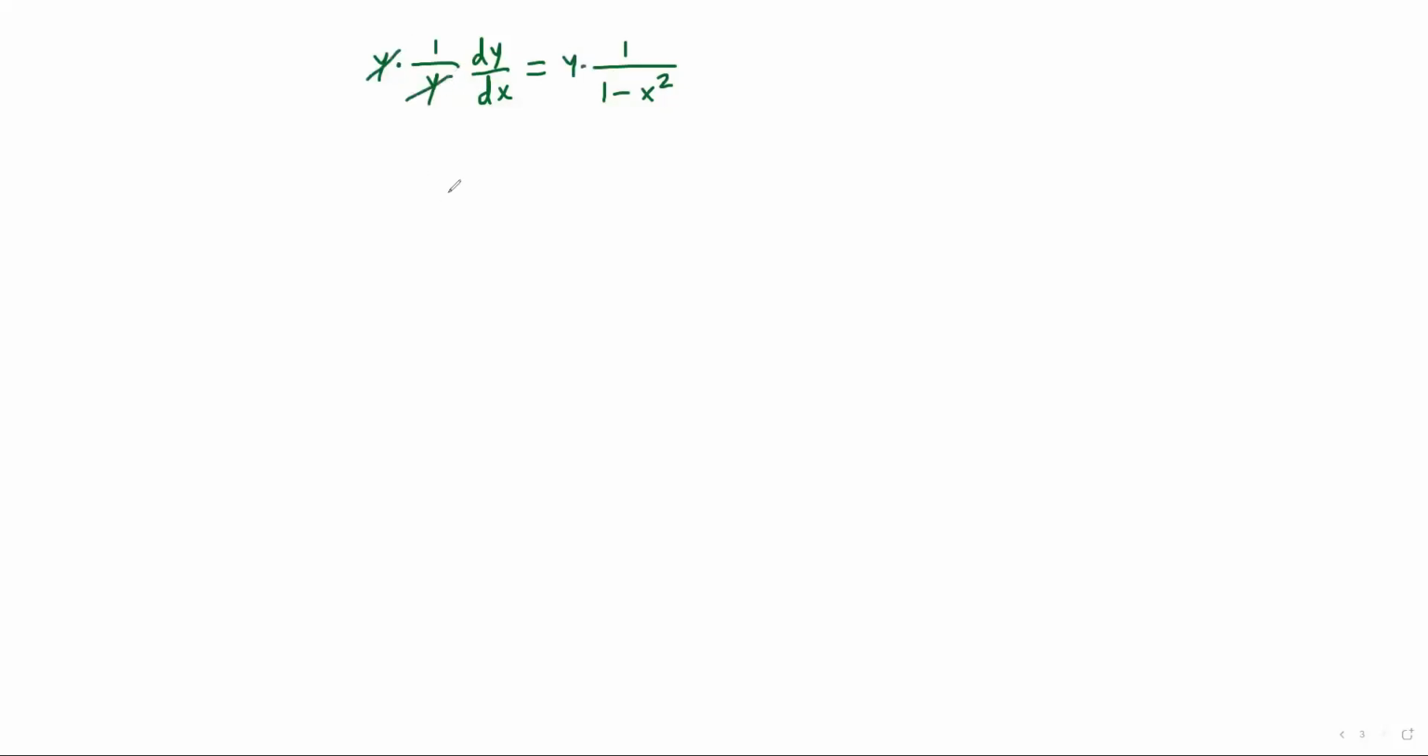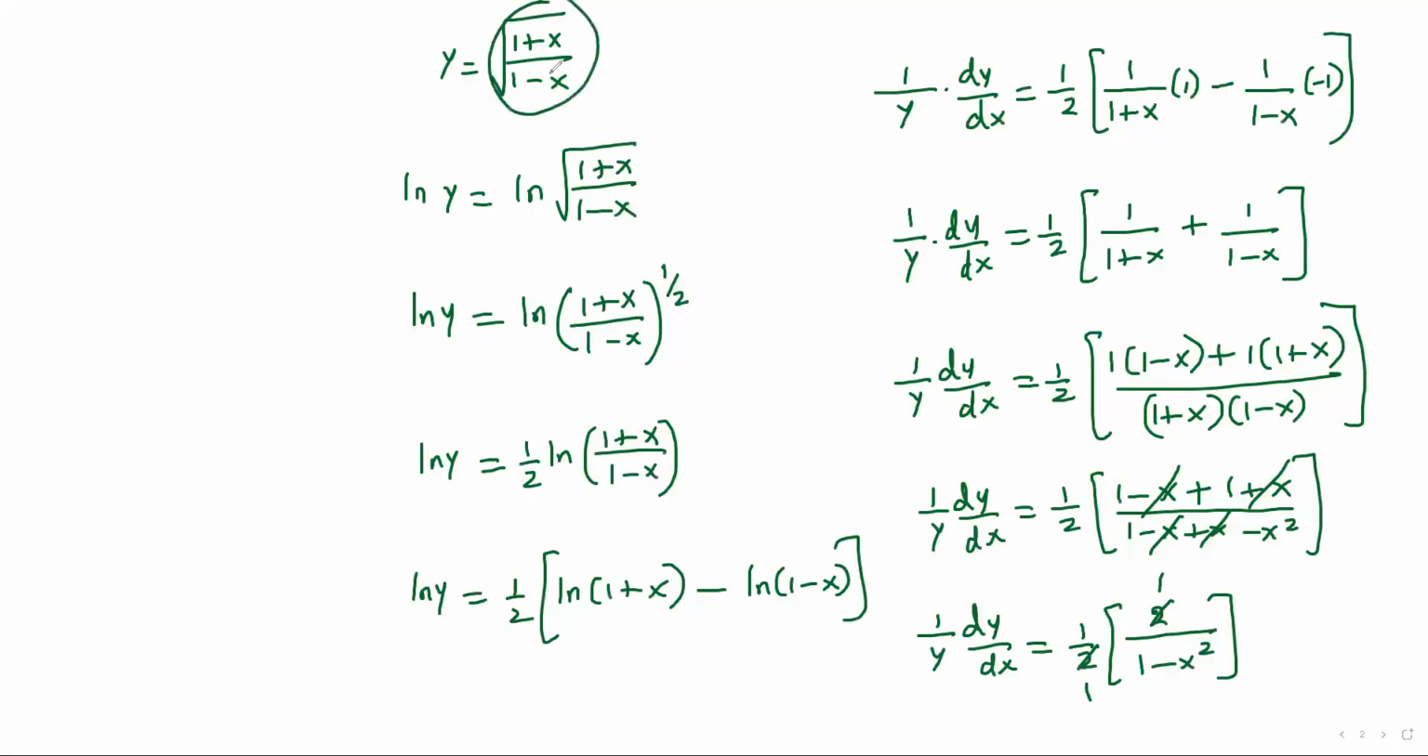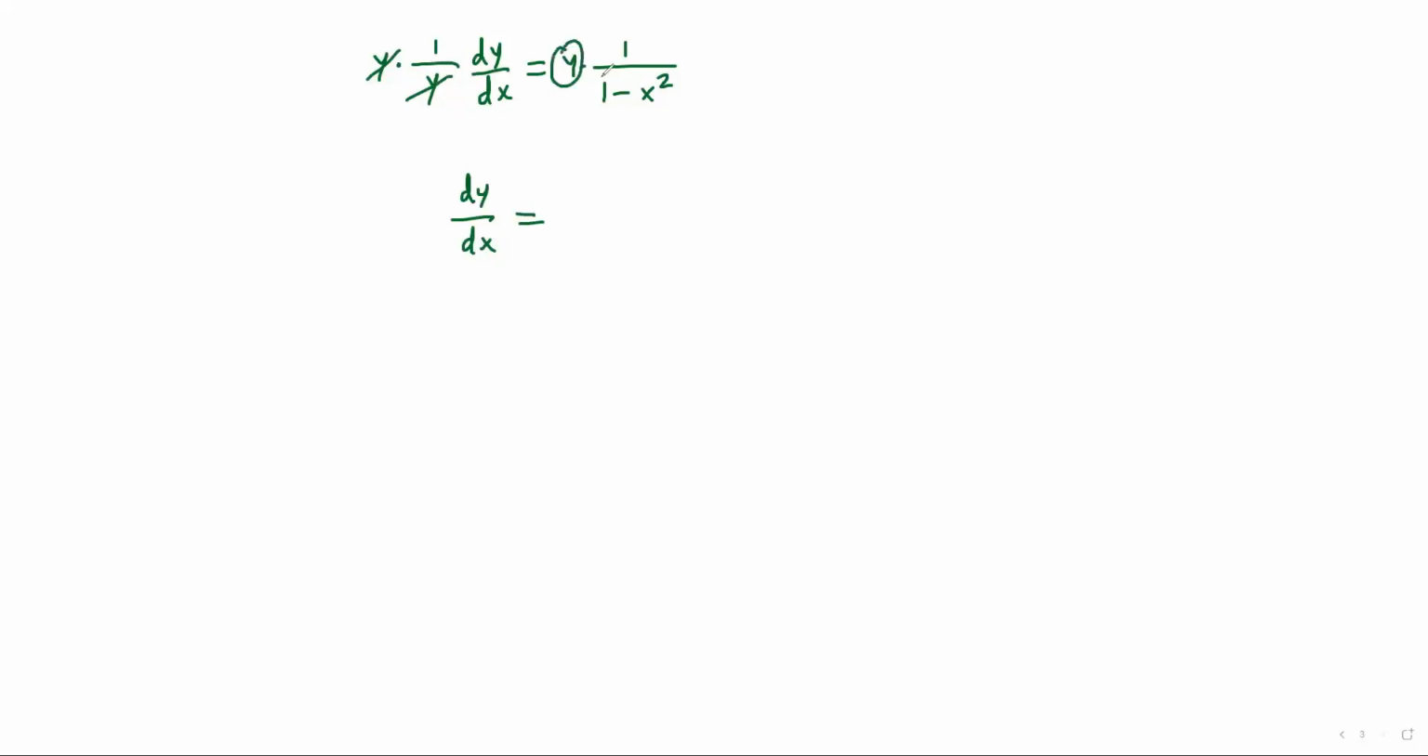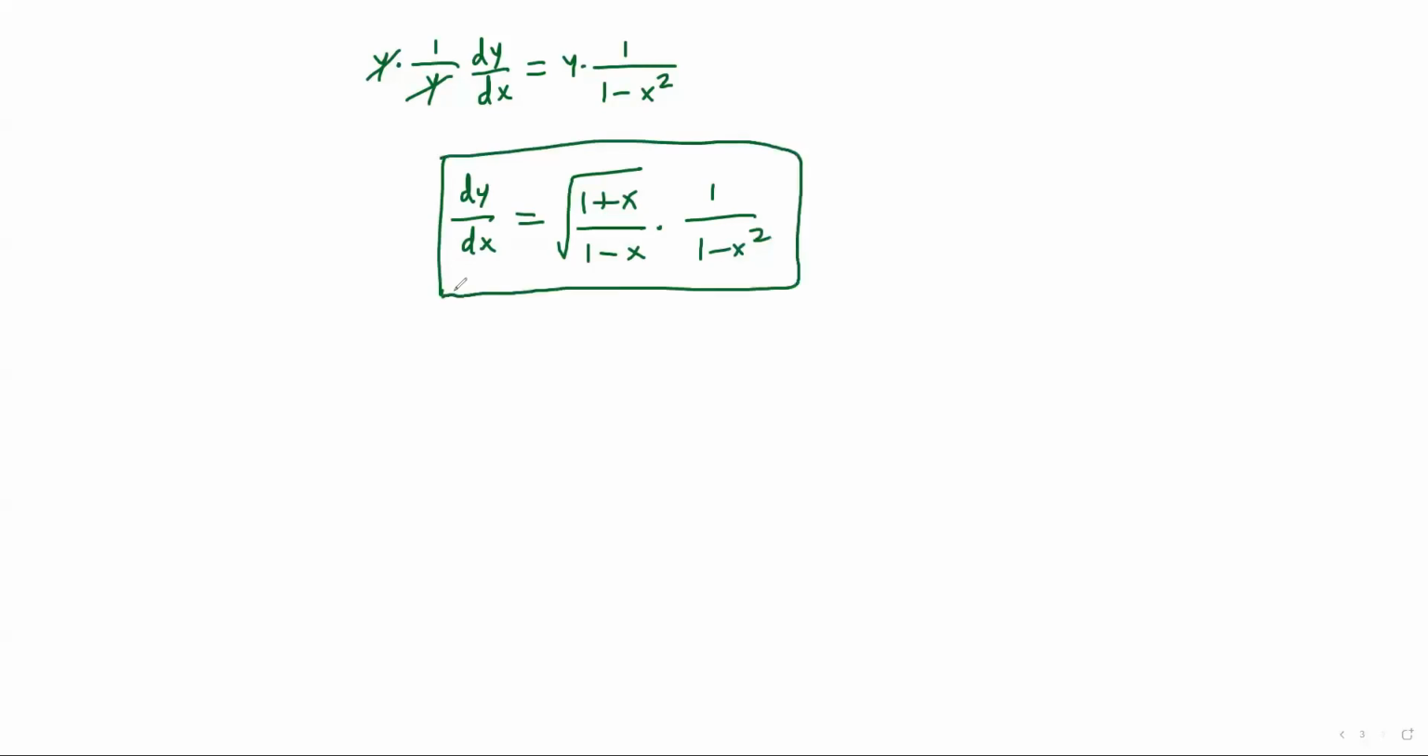So this y will cancel out. I get dy over dx on the left side. On the right side, we can replace this y by the square root of 1 positive x over 1 negative x, because this is the expression which is equal to y. So y can be replaced by the square root of 1 positive x over 1 negative x, times 1 over 1 negative x square. Okay, I got the derivative of the given function: dy over dx is equal to the square root of 1 positive x over 1 negative x times 1 over 1 negative x square.